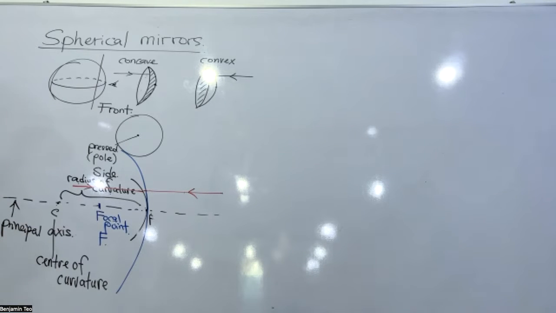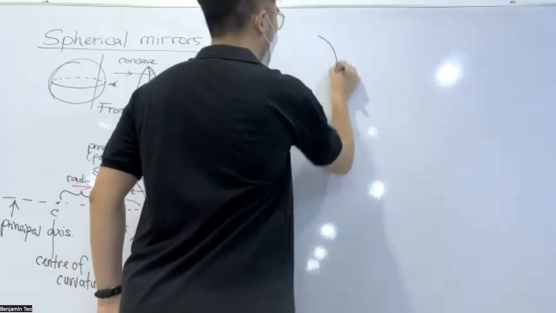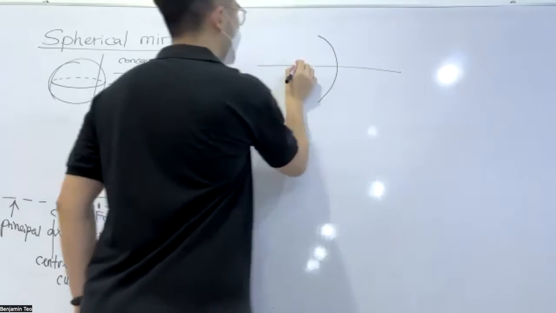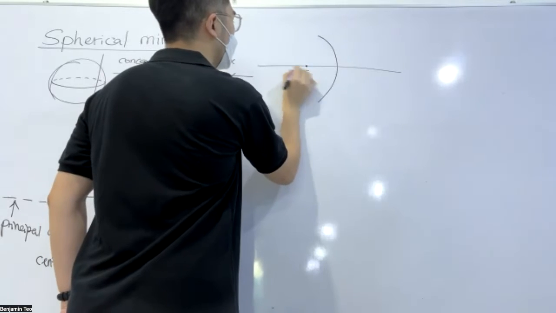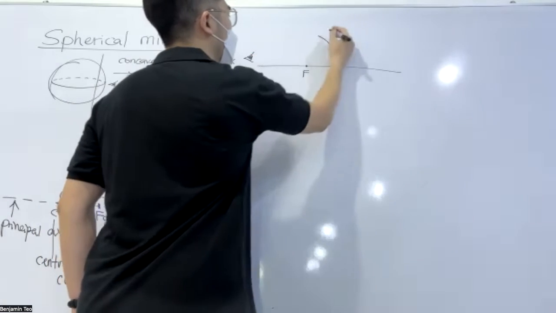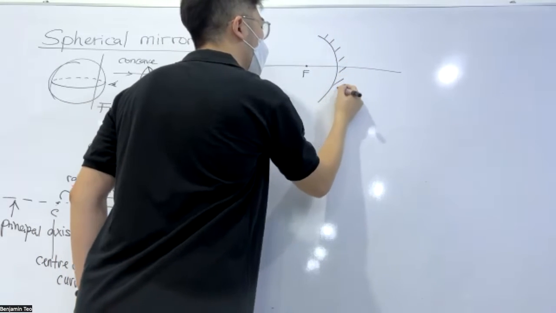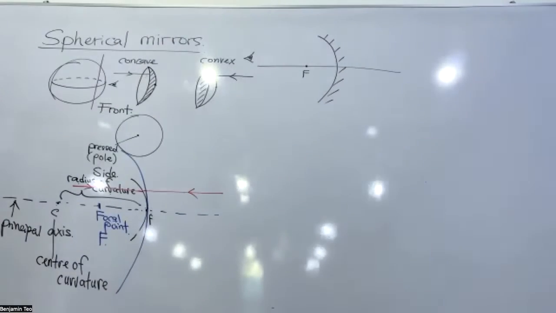Okay. So, in the drawing for concave, your focal point is here. You see from here. This is the back side.